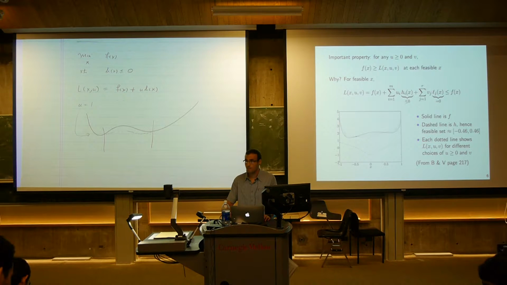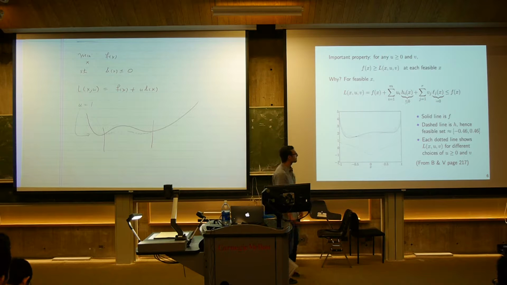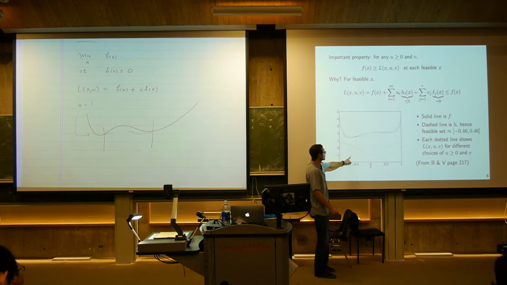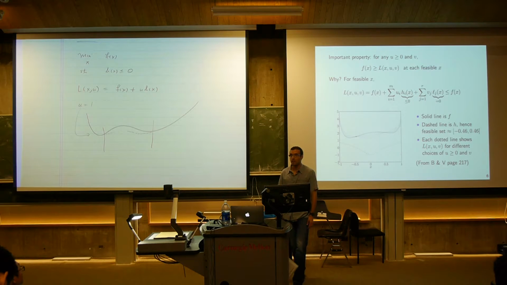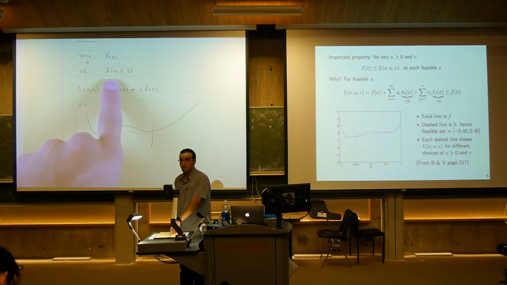Wait, how about outside of the feasible set? Is it always tested automatically? It's a good question. So if we have one constraint function, at least in this example, it is the case that the criterion is bigger than or equal to the Lagrangian. Why is that? Because outside of the feasible set, this function is positive, so we're adding something that's strictly positive, or at least non-negative, to the criterion.